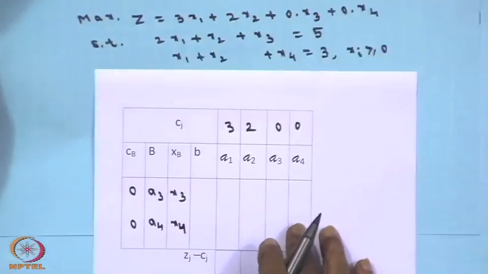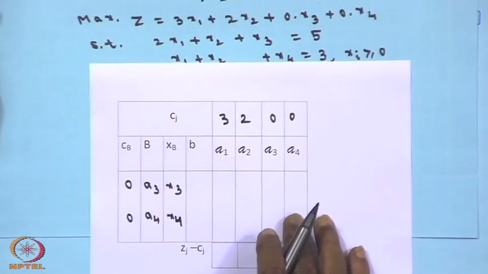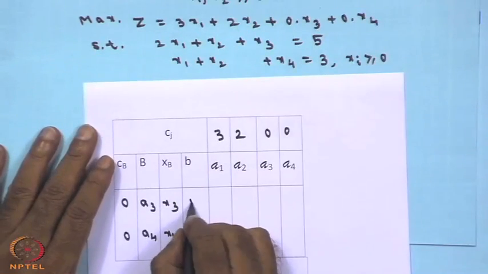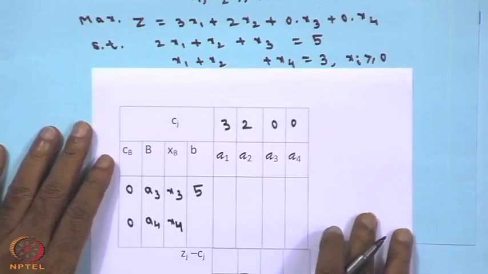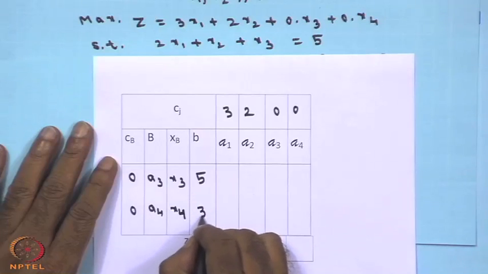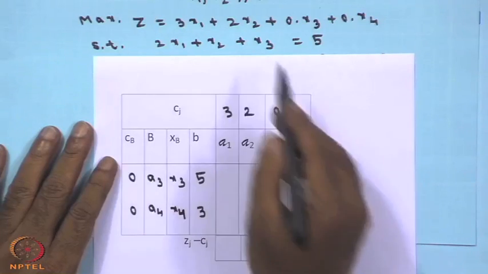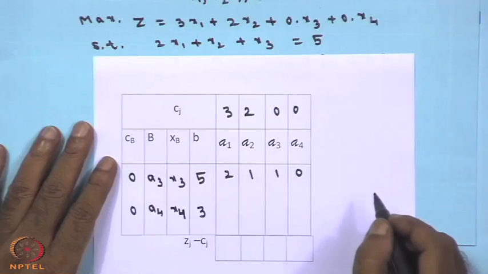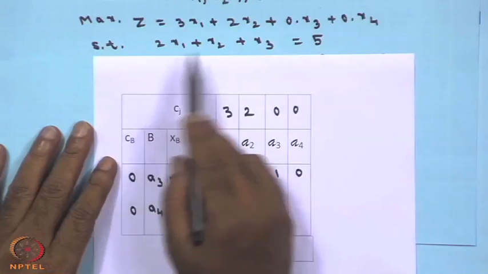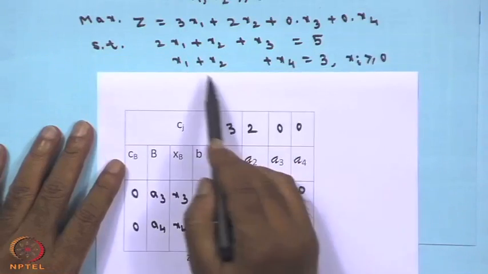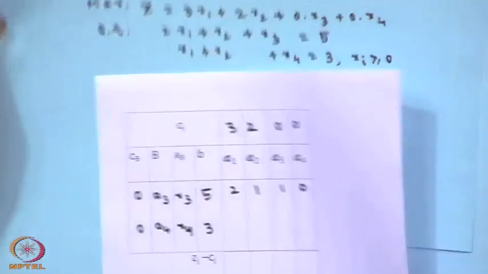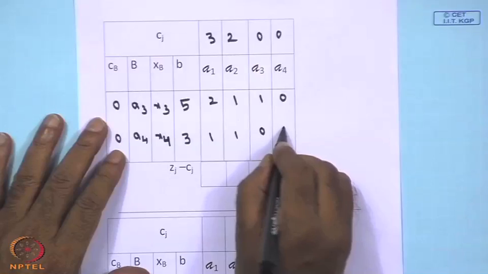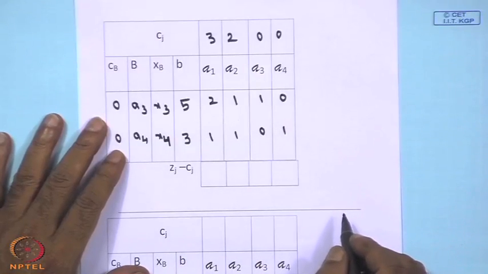Now, write down the two constraints. First write down the b value, which is 5 and 3. Now, write down 2, 1, 1, 0 for the first constraint, and next one is 1, 1, 0, 1. So, write down this thing: 1, 1, 0 and 1. Now, calculate the Zj values.